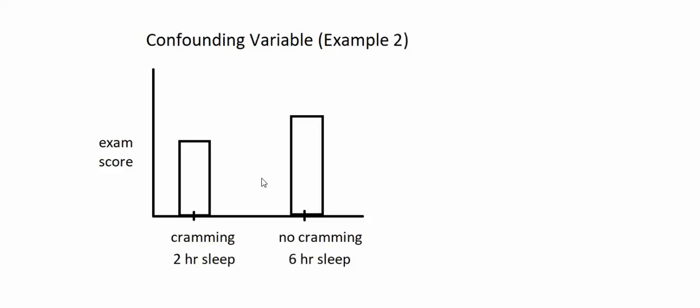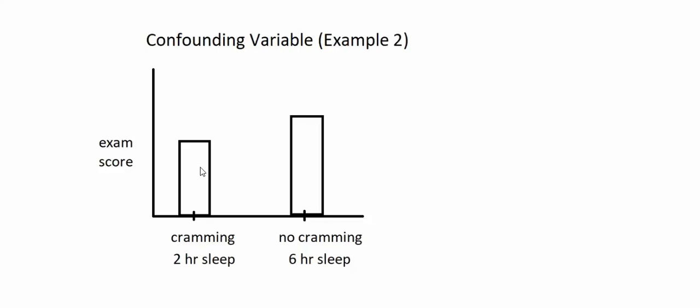And in this situation, the researcher is once again left in the dark because the researcher doesn't know if the poor performance of group 1 is due to cramming, the 2 hours of sleep, or a combination of both. And any one of those three could be true, and the researcher can't decide between those three possibilities.